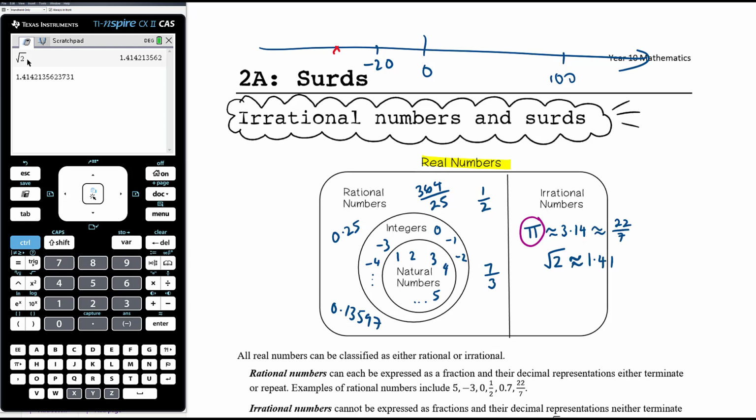So the only exact way to write an irrational number is to write it as pi, or to write it as root 2 or root 5 or root 7. Just to make a point, root 4 is not an irrational number because root 4 isn't a surd. It can be simplified to 2, which is a natural number, so hence a rational number. Okay, so irrational numbers can't be expressed as fractions. Their decimal representations go on and on forever without repeat.